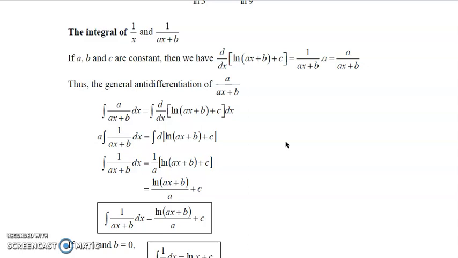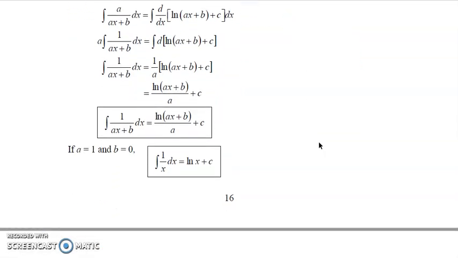Okay, in the previous video, you just learned about the basic rules of integration and how we can integrate when we are having an exponential function. Please make sure you try again the examples that are given to you. So now we are going to see how we can integrate when we are given 1 over x and 1 over x plus b. Trust me, it is easy.